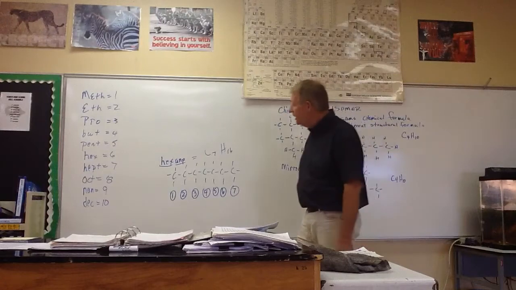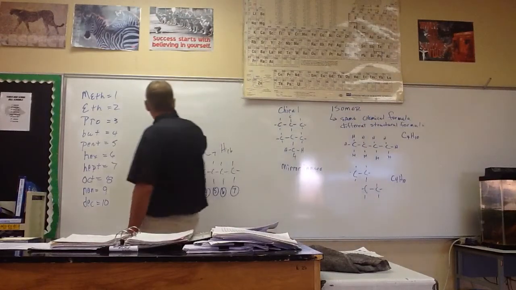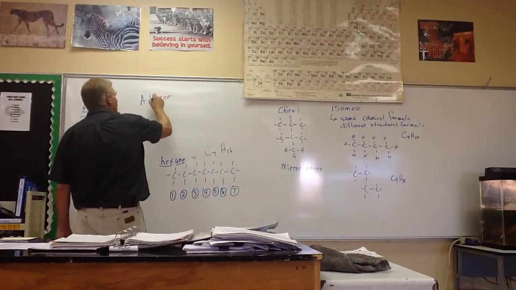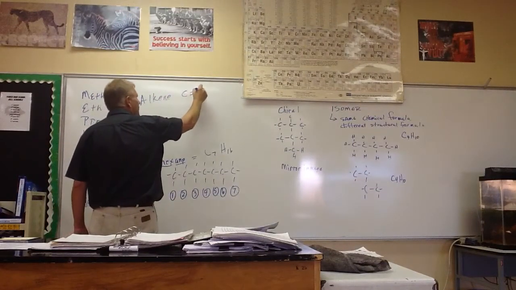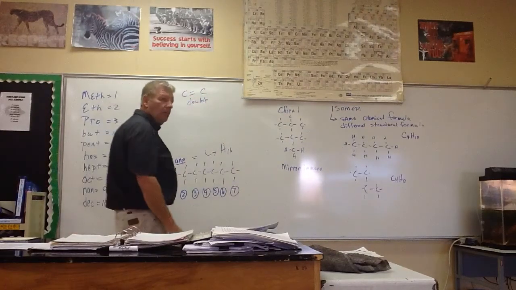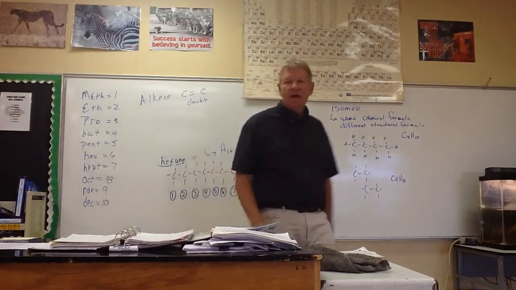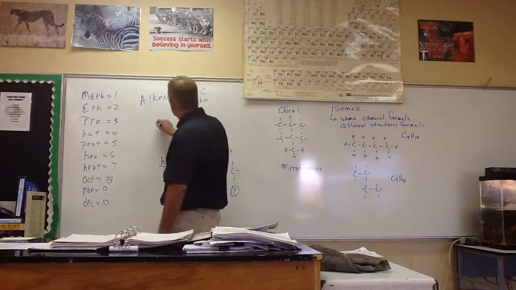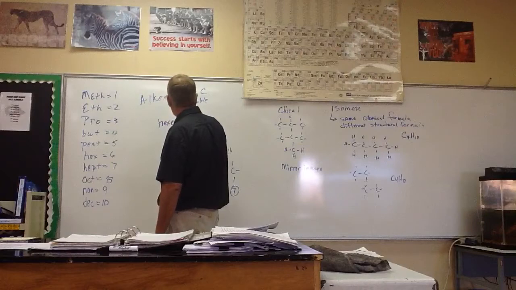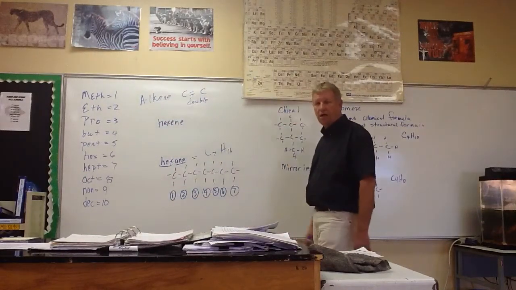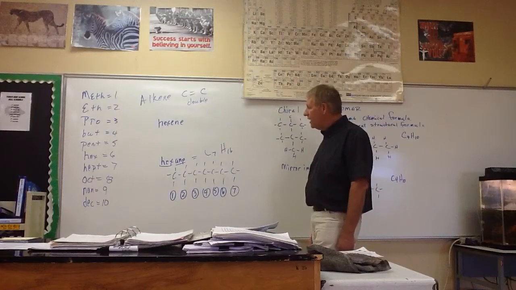Okay, so we just number them, all right? So now, let's do an alkene. What's an alkene? An alkene is a carbon-carbon double bond. So now we got a double bond going on. Now, if we say hexene, it doesn't mean that they're all double bonds, okay? It doesn't mean that they're all double bonds.